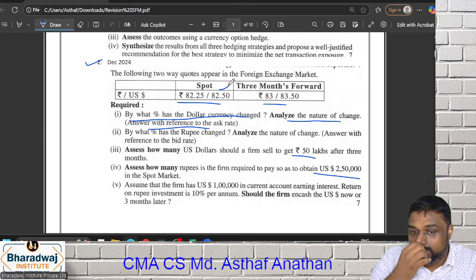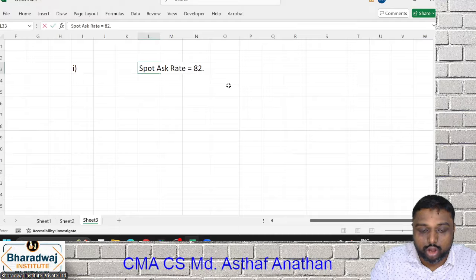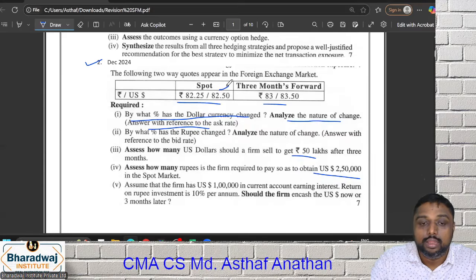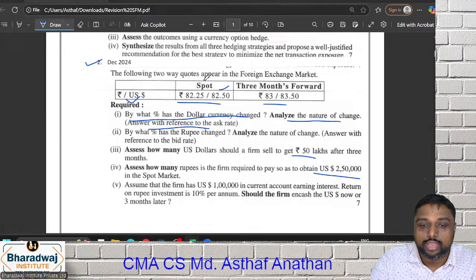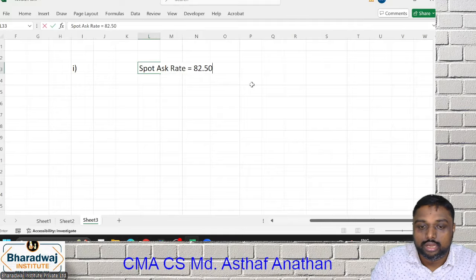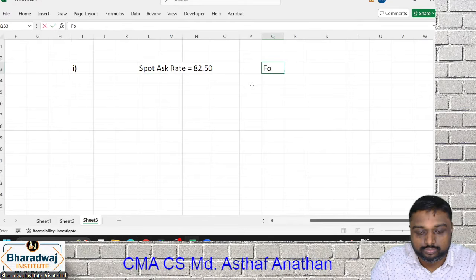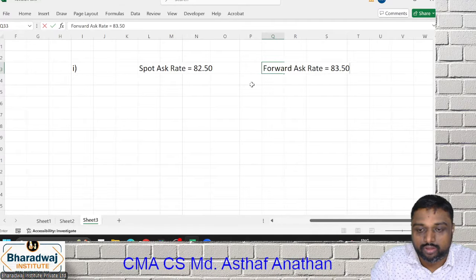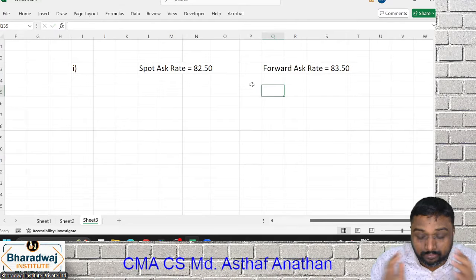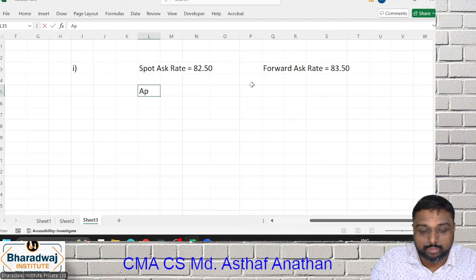The ask rate is the higher one, 82.5. So it is directly per dollar, that is per dollar as the denominator, so directly we can take. So 82.5 is a direct quote. Next one is the forward ask rate. What is the forward ask rate we are getting, friends? 83.5. Now we can go for our formula, appreciation or depreciation.